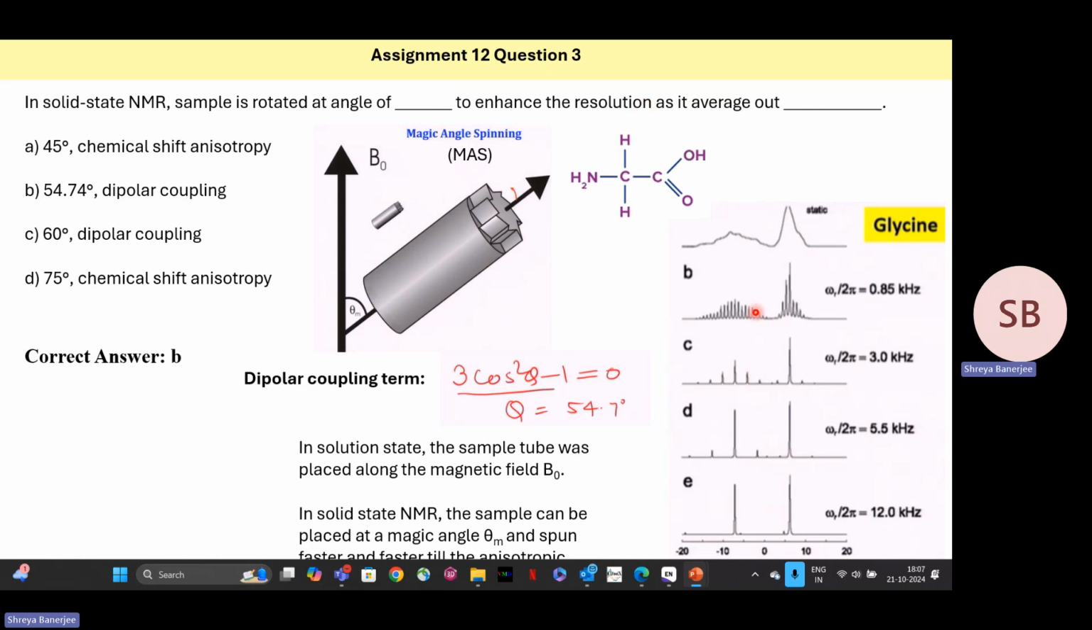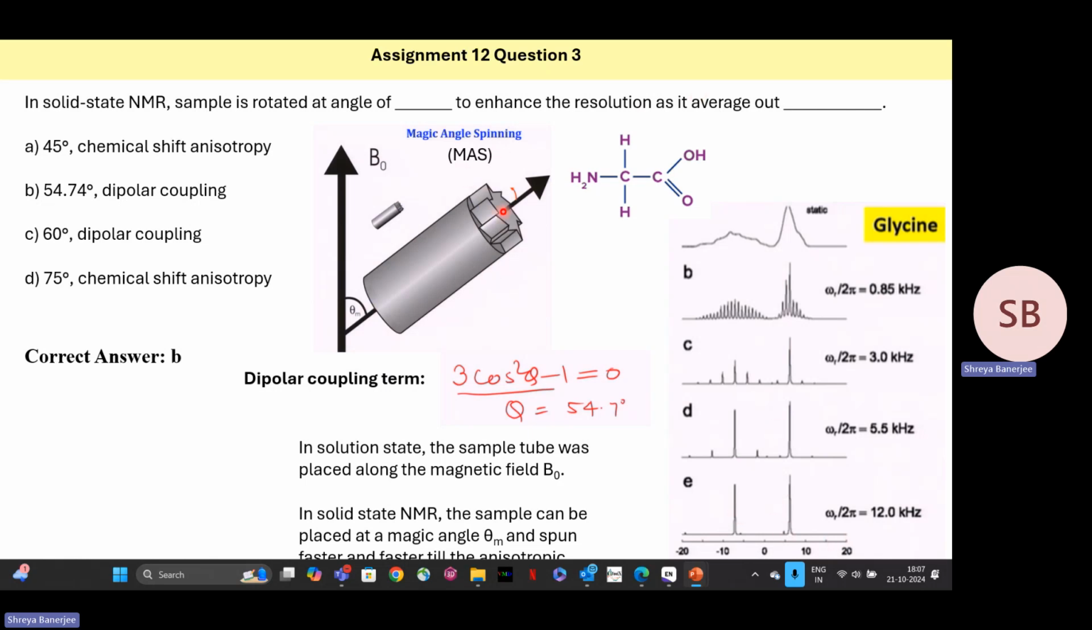As you can see in the spectra of glycine shown here, glycine in the 13C spectra should have two peaks, one from the C alpha and one from the C prime. Now, as you increase the rotation of the rotor, the rotation frequency increases as you go from top to bottom. Slowly, all the anisotropic interactions are averaging out and you are getting sharper and sharper spectra, till when you have a rotational speed around 12 kilohertz, two sharp lines are seen, as you would expect in solution state NMR.